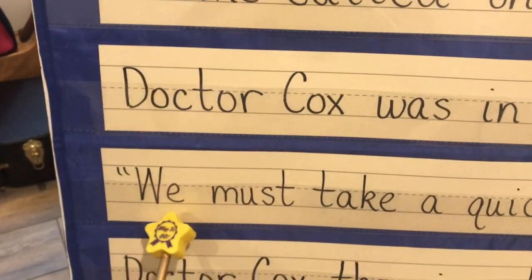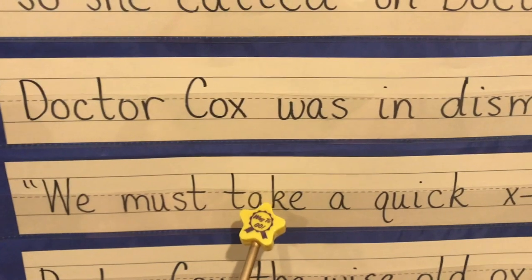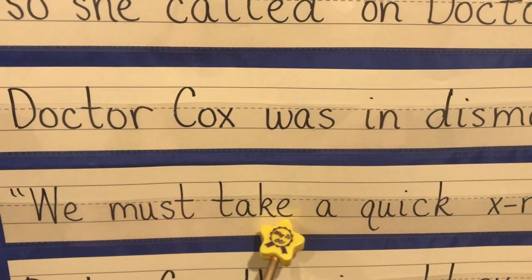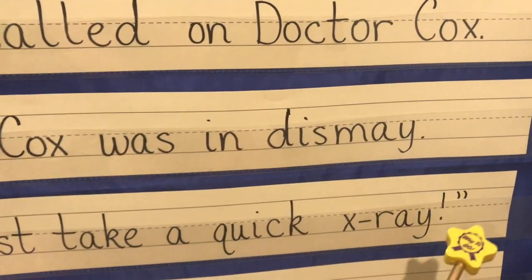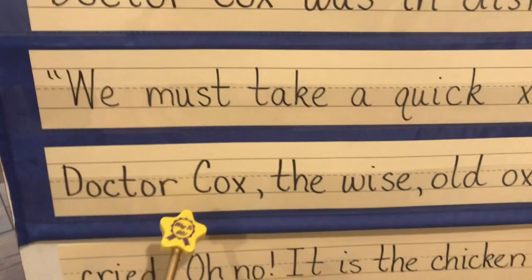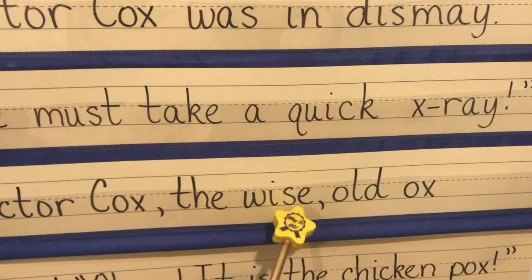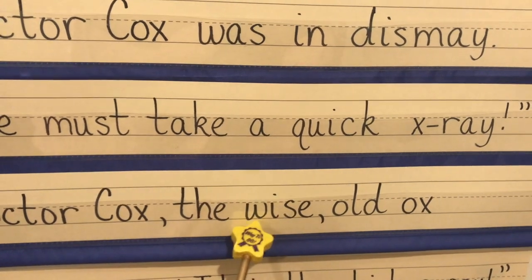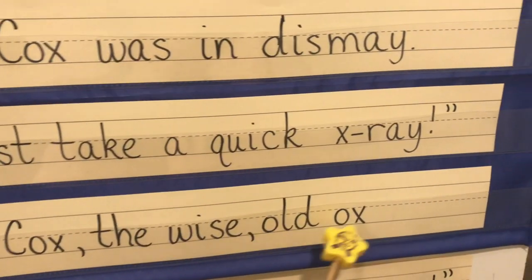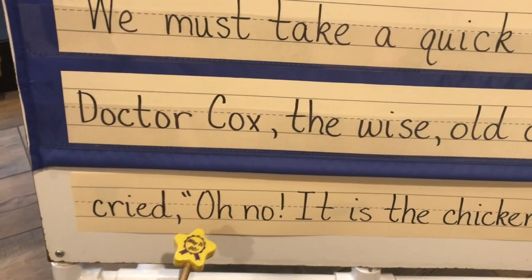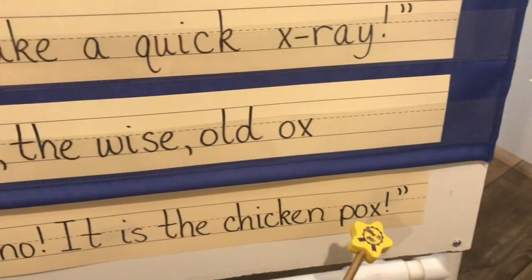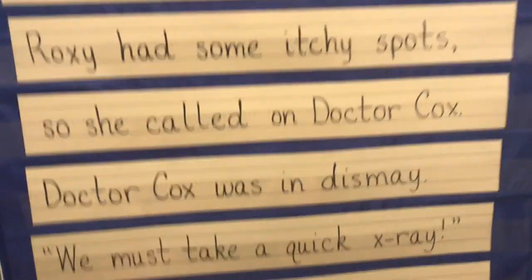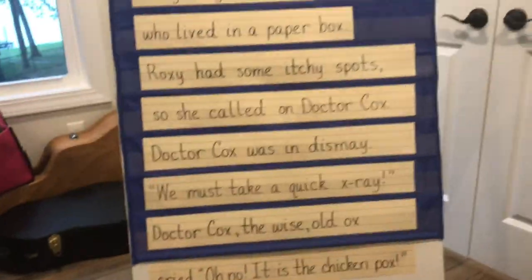And here are those funny little marks that show that Dr. Cox is going to talk now out loud. We must take, hey, there's that take word, there's a silent E. Take a quick X-ray, exclamation point, must be important. Dr. Cox, the wise, another silent E, hear that I sound? Says its name. Wise old ox cried, oh no, it is the chicken pox.